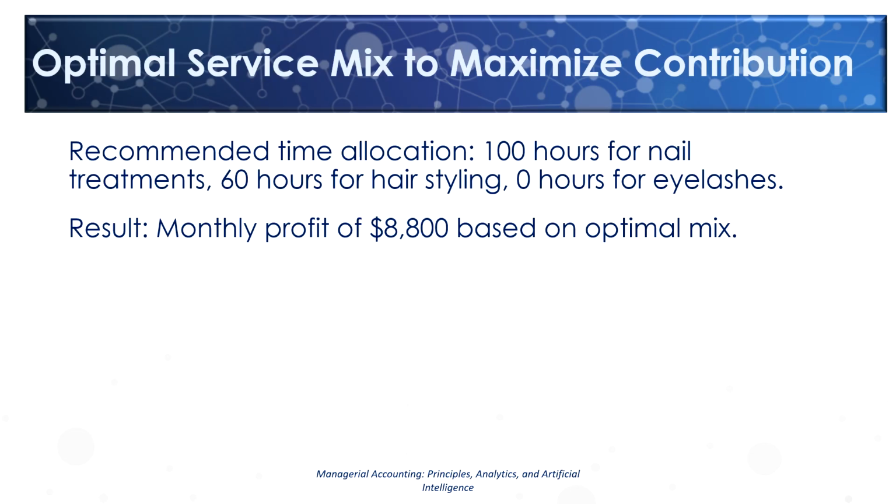Now let's continue with the example and assume Tristan has 100 hours of demand for each of the 3 services, but only has 160 hours available to put into the services. How should Tristan allocate their 160 hours of time? Tristan should allocate 100 hours to satisfy the demand for nail treatments, which has the highest contribution margin per hour of $58. What's remaining should go to hairstyling, that has the second highest contribution margin per hour of $50.